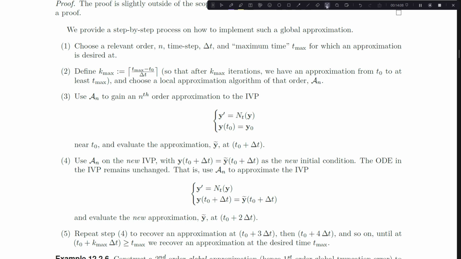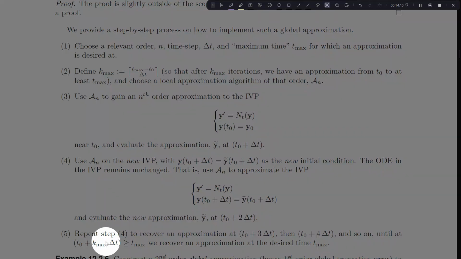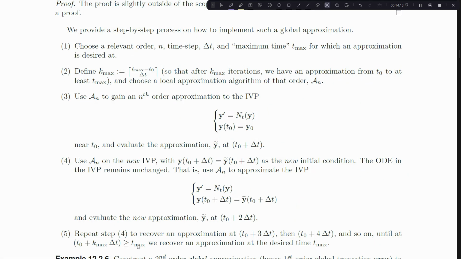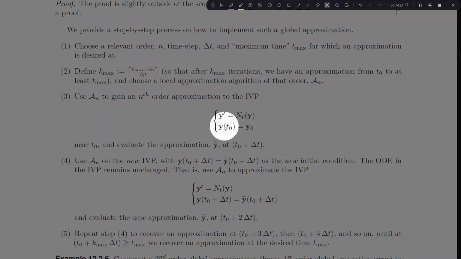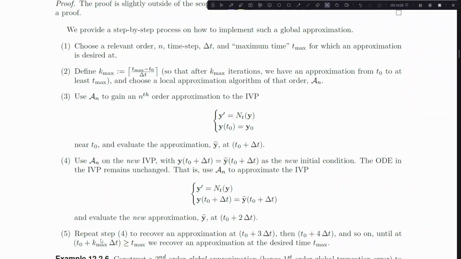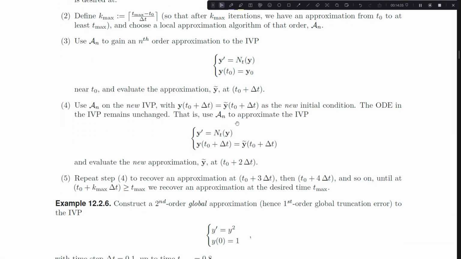And you're going to continue this all the way until you get to k max delta t's, because that number is necessarily greater than or equal to t max. And we have an approximation starting at t0, because at t0 we know what the value is, and then we get an approximation at t0 plus delta t, and then all the way up to an approximation at t max, or perhaps a little bit past t max. So let's look at an example of that.